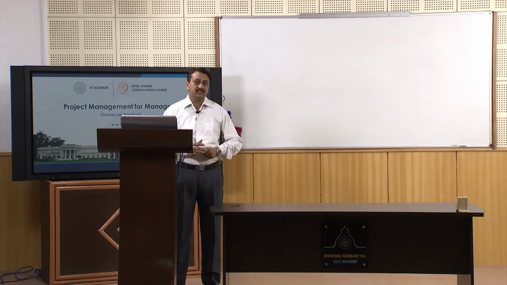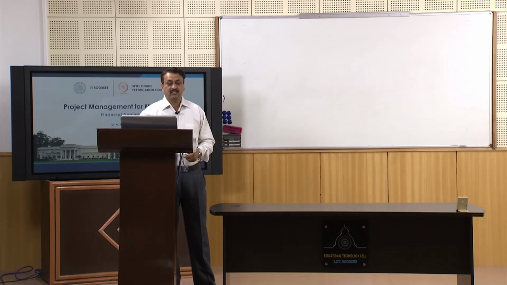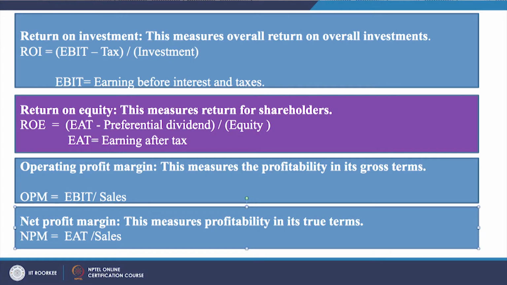Return on equity is similar to return on investment, but rather than investment in the denominator, we write equity. This measures returns for shareholders. So, it is earning after tax minus preferential dividend, divided by equity. So, this is return on equity.